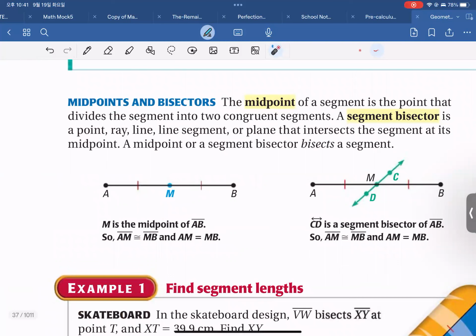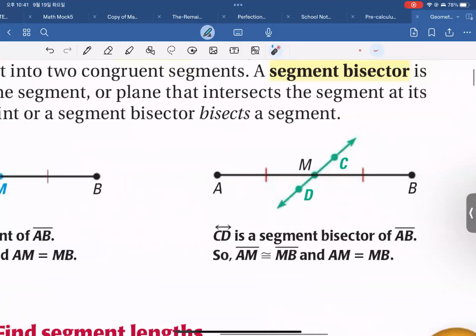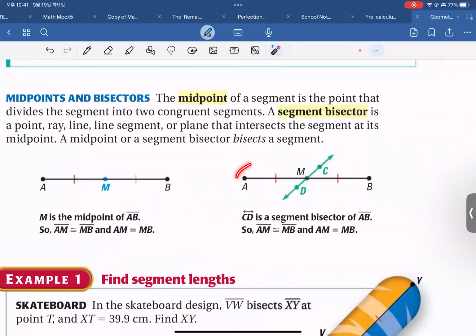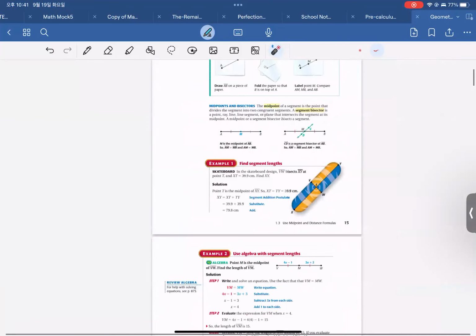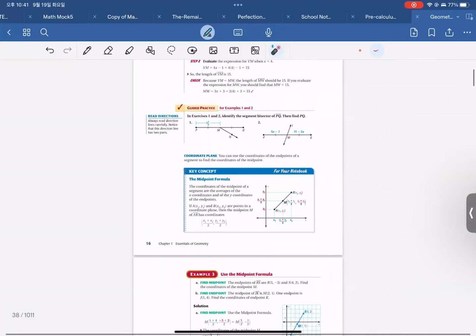It's basically a point, ray, line, or line segment that intersects the segment at its midpoint. By bisect, because bis means two, we can assume that it divides in two in any way. So here, if we say CD is a segment bisector of the segment AB, then you can tell that the point where CD crosses is the midpoint of A and B. That being said, let's look at the midpoint formula.